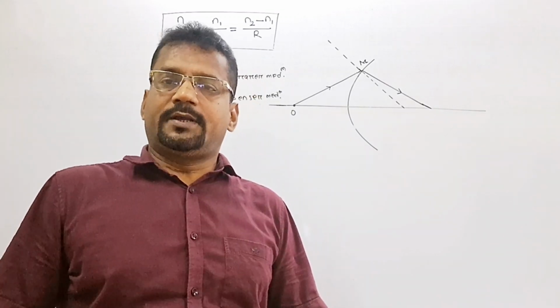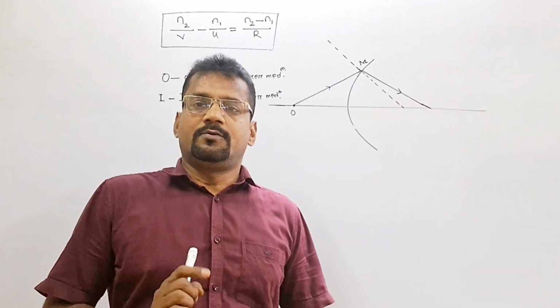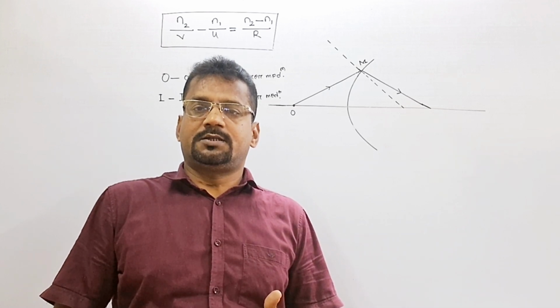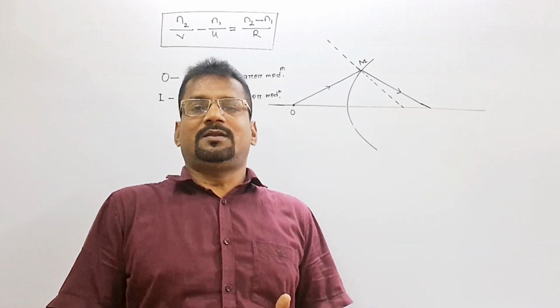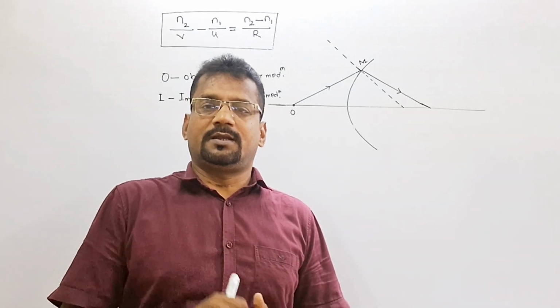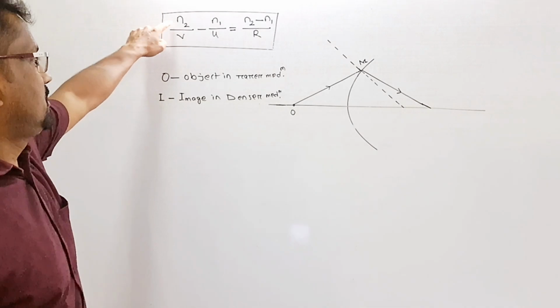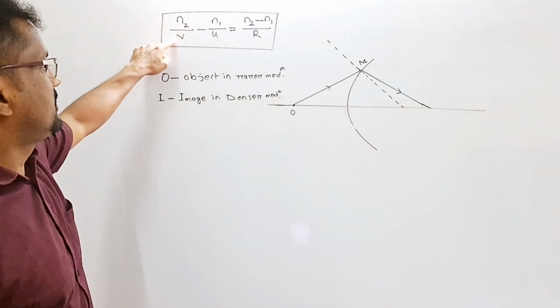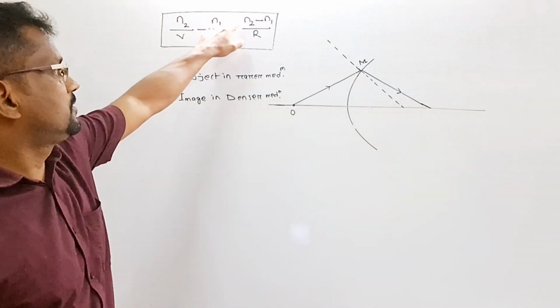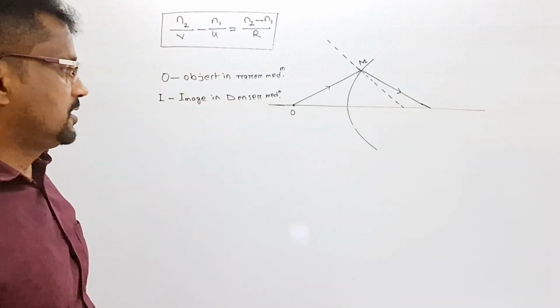The topic is refraction through a spherical surface, and we are going to establish the relationship between the refractive index and the radius of curvature of the spherical surface, which is known to you. That is, with refractive indices n1 and n2, n2 by v minus n1 by u equals n2 minus n1 by R. We are going to deduce this relation.